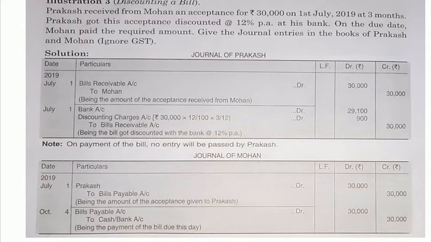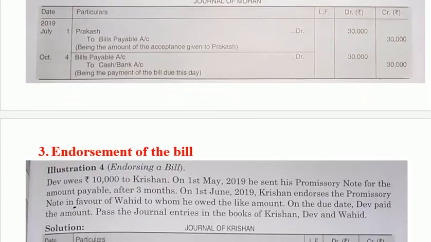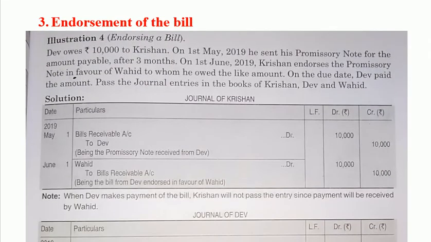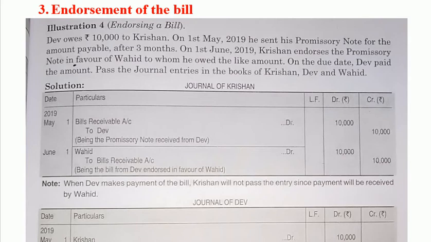Now we move on to the next case, that is case number 3, which is known as endorsement of the bill. So first let us understand the meaning of the word endorsement. Endorsement means the transfer of ownership by the drawer to a third party who is generally a creditor of the drawer.